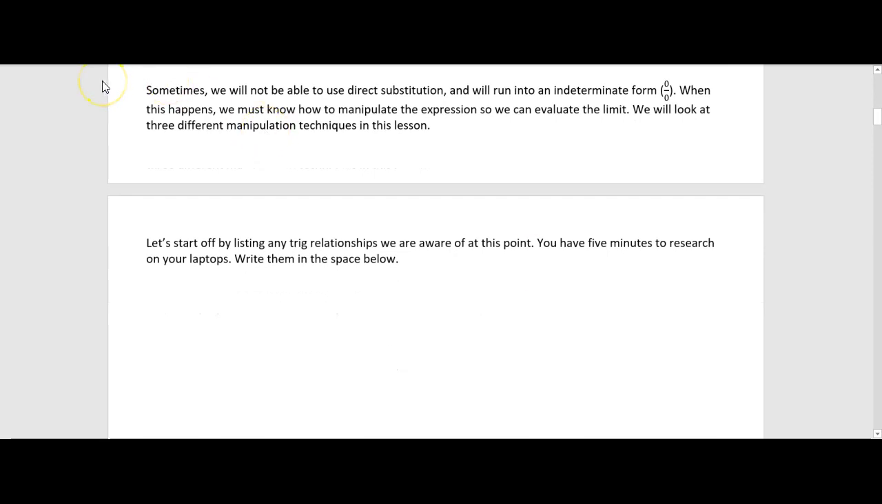So again, what I put down here: sometimes we will not be able to use direct substitution and we'll run into an indeterminate form. When this happens, we must know how to manipulate the expression so we can evaluate the limit. We will look at 3 different manipulation techniques in this lesson.